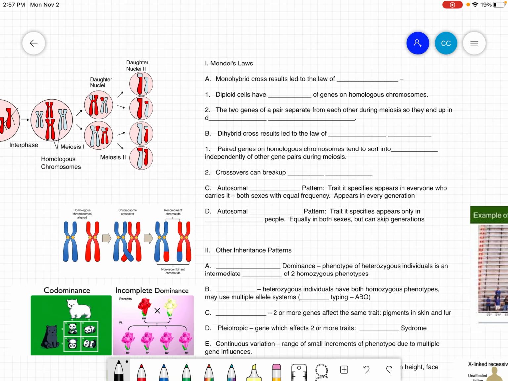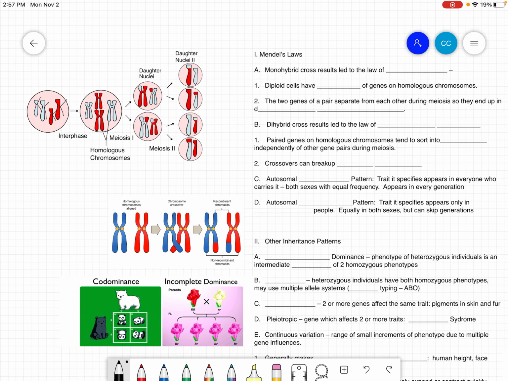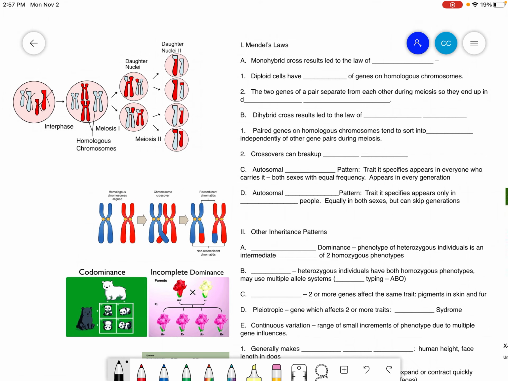He looked at monohybrid crosses first, which are single gene traits on single chromosomes. So you have two alleles, like either a tall or a short, or a red or a black. And these results led to the law of segregation. In the law of segregation, it says that diploid cells have pairs of genes on homologous chromosomes. The two genes of a pair will separate from each other during meiosis, so they end up on different gametes.